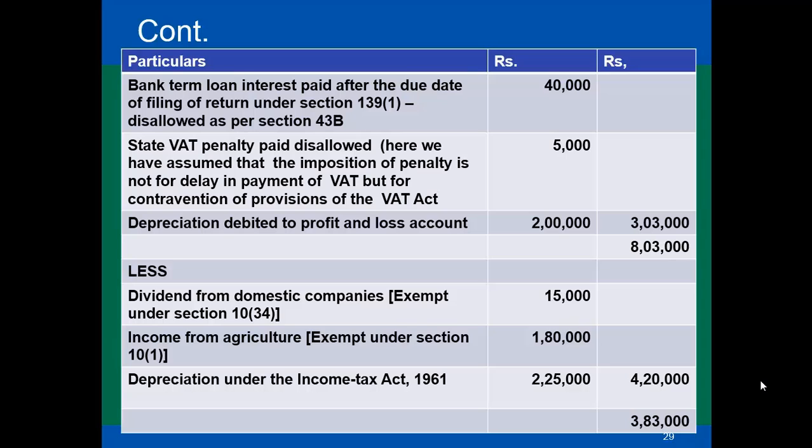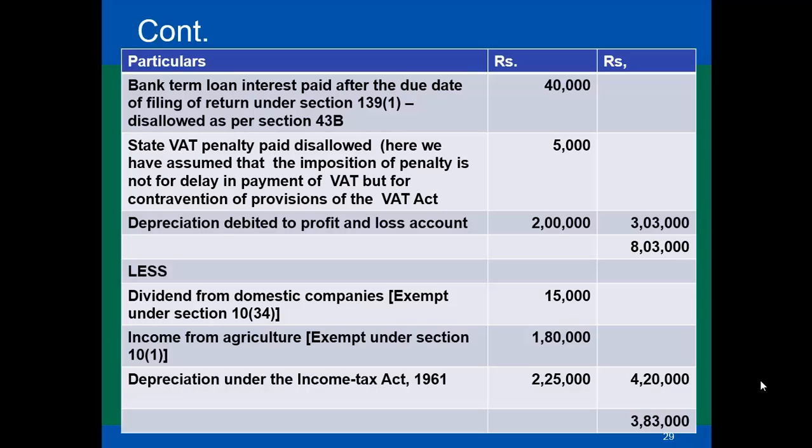Now further, state VAT penalty paid will also be disallowed because here we have assumed that the imposition of penalty is not for the delay in payment of VAT but for contravention of provisions of the VAT Act. So entire 5,000 will be disallowed. Now the depreciation debited to profit loss account is 2 lakhs, so it will be also disallowed because it is not as per the income tax rules.